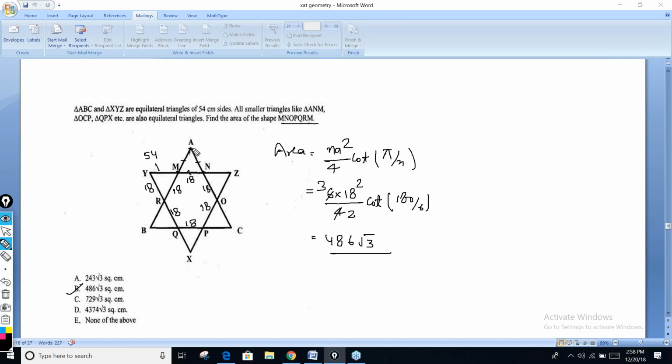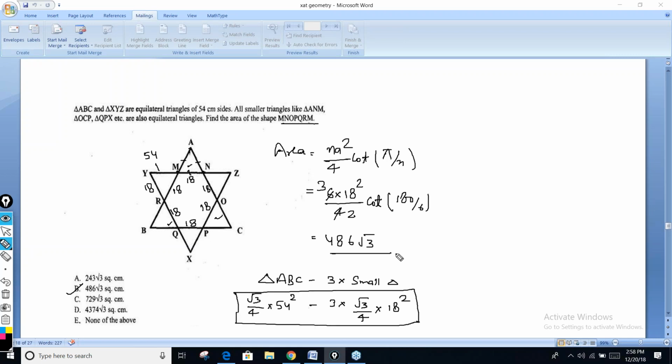Otherwise, what you could have done is find the area of triangle ABC and subtract the area of these three small triangles. So if you do not know the direct formula, you can do this also. 3 into the small equilateral triangle. The area of triangle ABC is root 3 by 4 side square. The bigger side is 54 and the smaller side is 18. So we can do this also, it is the same thing. But if you know the direct formula, that is again much easier. Okay, so the answer is 486 root 3.